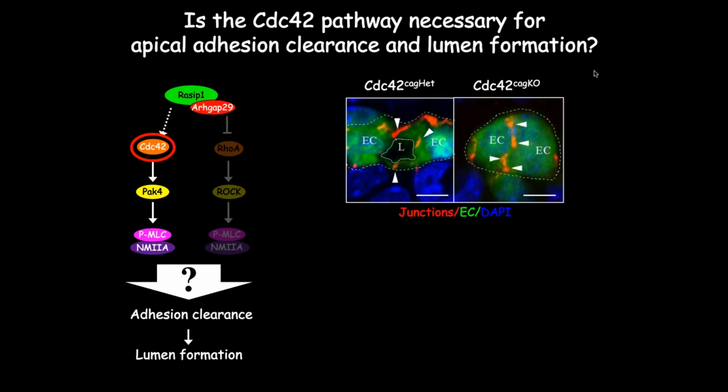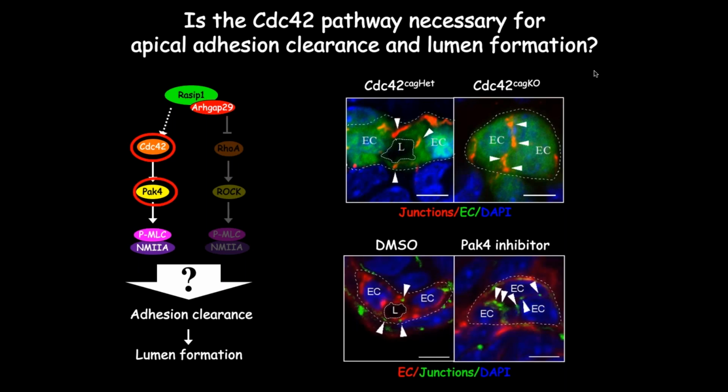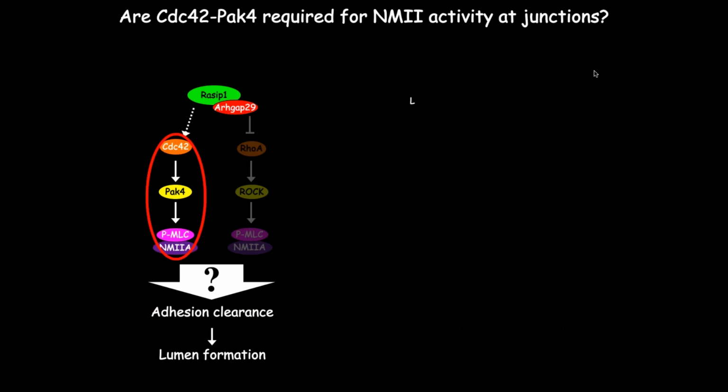I'm showing you here again either a heterozygote, where there's one copy of CDC42 and lumens form fine, versus CDC42 knockout within these cords in a homozygous manner. You can see that these early aorta, if you knock it out early enough, will not clear their apical junctions. Then he went down the pathway and asked the question, is PAK required, that kinase that is known to phosphorylate myosin light chain? We saw that the inhibitor would do the same thing and would block the migration of these junctions out of the way. So this implicated positively the CDC42 pathway upstream of these junctions.